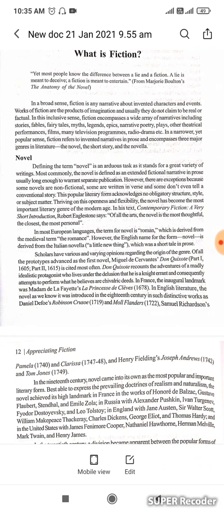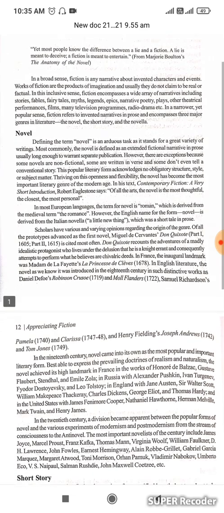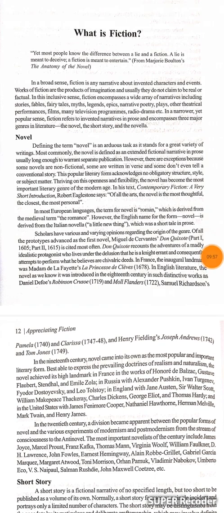And coming to the 20th century, there came a division, and the division became apparent between the popular forms of the novel and various experiments of modernism and postmodernism, from stream of consciousness to anti-novel. So in the 20th century, the distinction between the popular novel and the modern or postmodern novel became much more evident.